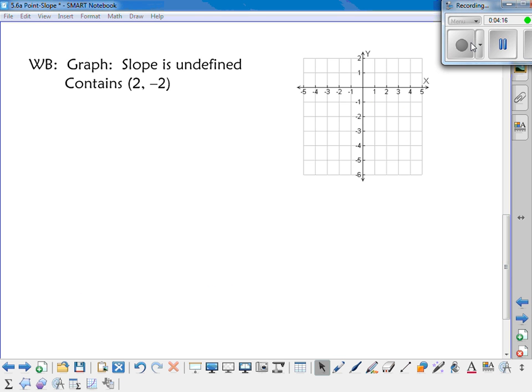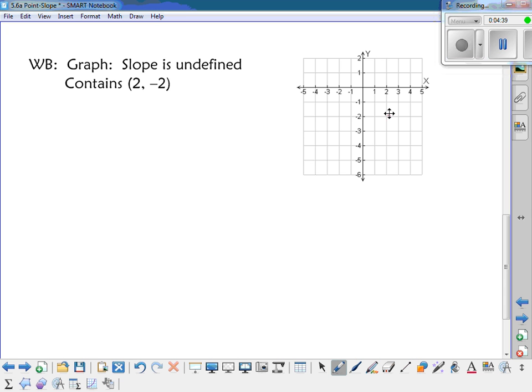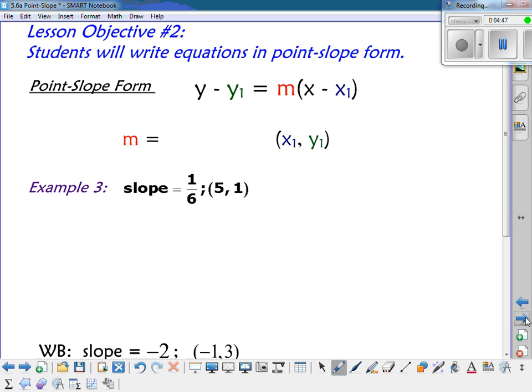Okay, so on your whiteboards, I want you to graph a line with a slope that's undefined and contains the point 2, -2. Okay, so what did we just say it means when the slope is undefined? The line is vertical. So I start at the point 2, -2, and I just make a vertical line that goes through that point. Okay.